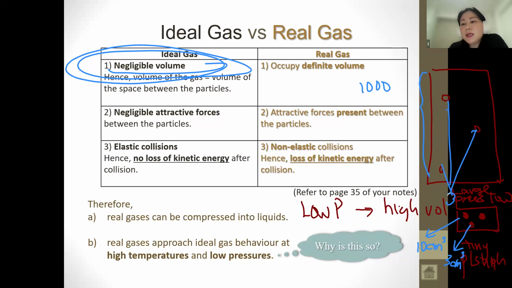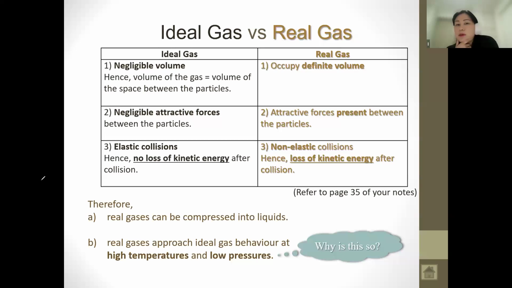So in a way, by increasing the volume of the container and lowering pressure, we have created the conditions to make the volume negligible. And so the real gases will therefore have a negligible volume compared to the volume of the container. And so it fits the definition of all the assumptions behind an ideal gas.